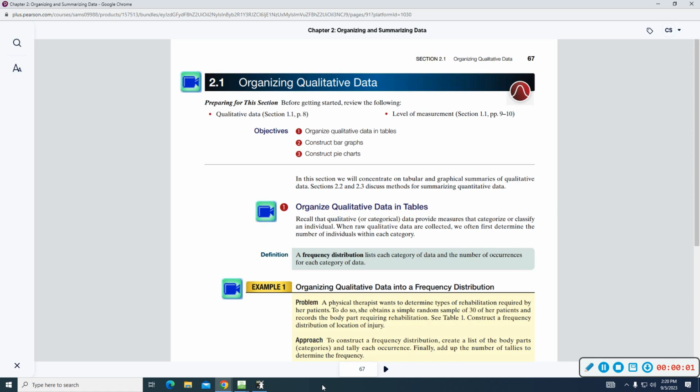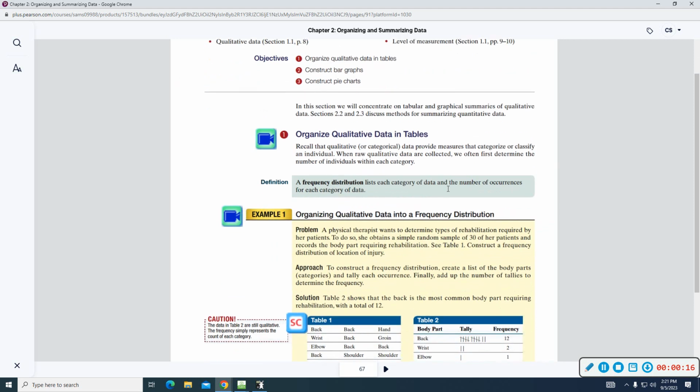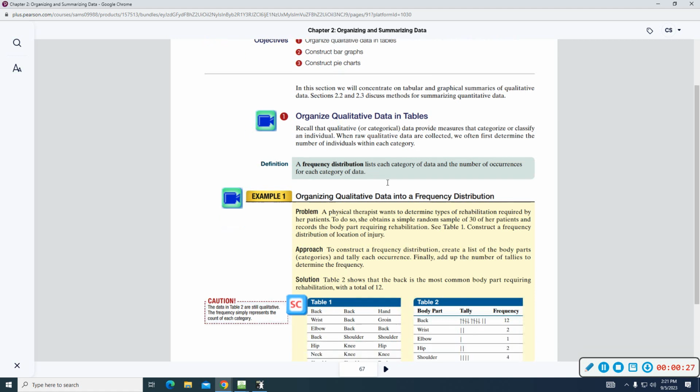All right, today we're going to be looking at section 2.1. We're going to be organizing qualitative data. The objectives are to organize data in tables, construct bar graphs, and pie charts. So you have a definition, frequency distribution. It lists each category of data and the number of occurrences for each category of data.